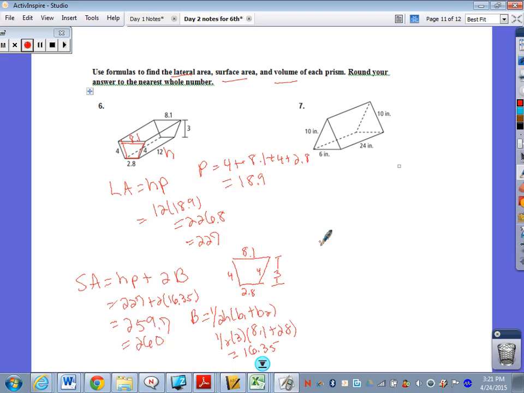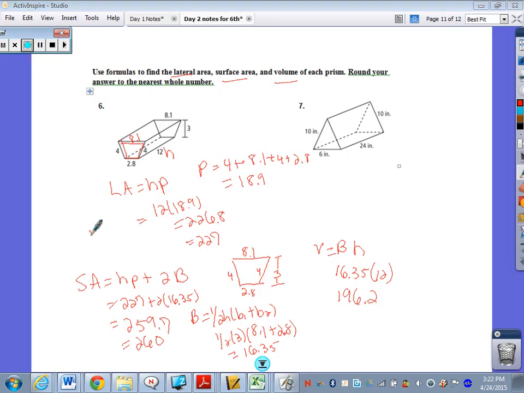Okay, and then the last thing they asked for is volume for this. So same problem, we need the volume. Now, volume's going to be a lot easier because we just have to do big B times H. We already found big B. So big B we found to be 16.35. And then we're going to multiply by the height of the prism, which is 12. And then if you multiply that together, you get the volume, which is 196.2.